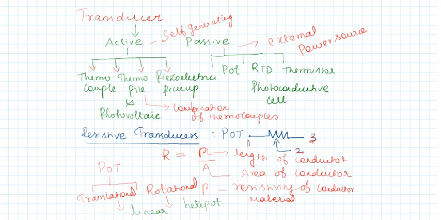So we have two types that I already told you: linear as well as rotational. When you combine these two, the combination of these two potentiometers is called a helipot. The helipot gives you the combination of both linear as well as rotational potentiometer. Either you can go for linear or you can go for rotational potentiometer. Both we can use.